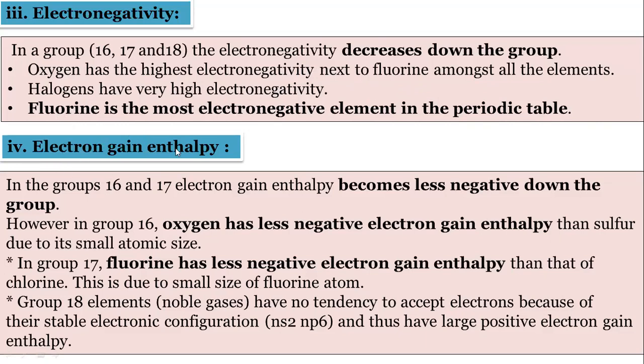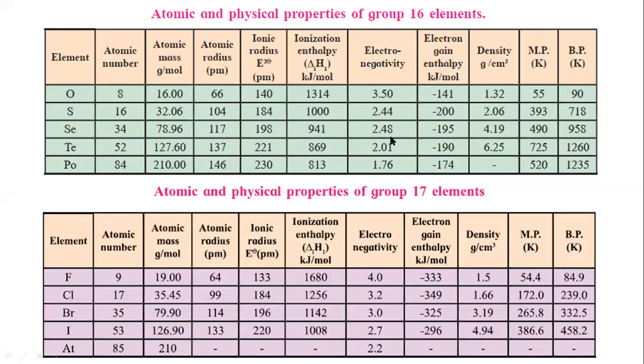Then I am coming to the electron gain enthalpy values. Electron gain enthalpy means, when an electron is gained, the amount of energy released. So in group number 16 and 17, electron gain enthalpy values become less negative down the group. We can compare these electron gain enthalpy values.